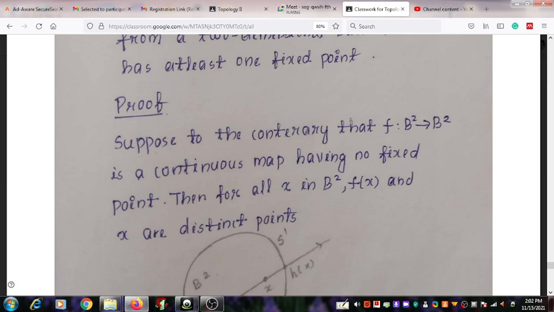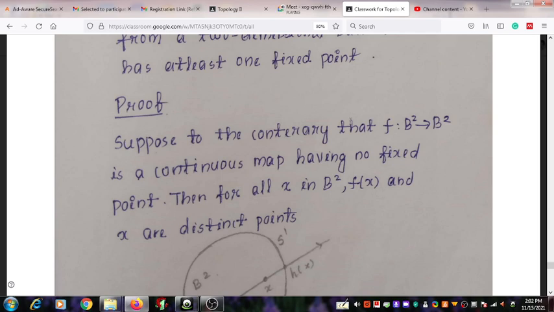So if it does not fix any point, then there must exist some point such that x and fx are different. We take such a point. Since it does not fix any of the points, then for all points we have to say that x and fx are different. So for any point taken from B2, the value x and the function value fx are different.